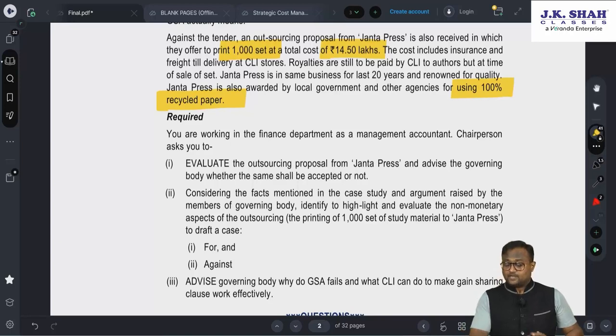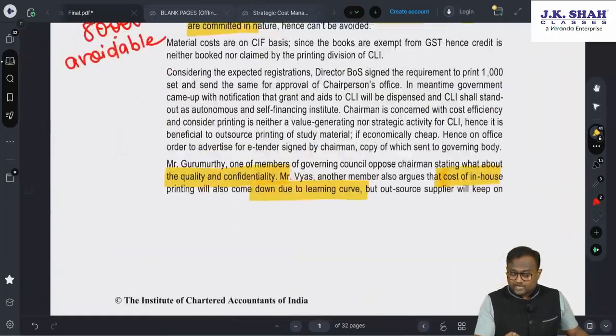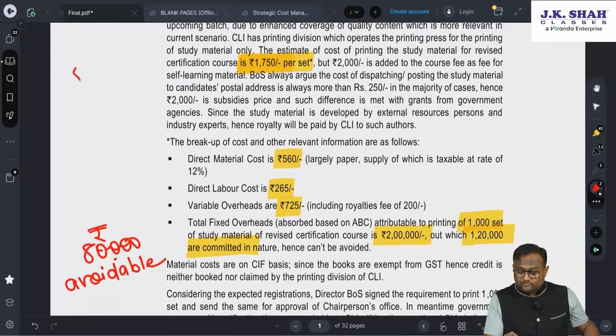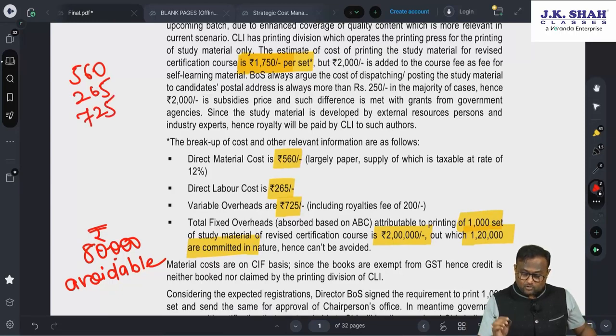You are working in the finance department as a management accountant and the chairperson wants you to evaluate the outsourcing proposal from Janta Press and advise the governing body whether it should be accepted or not. It's very simple. If I outsource, I will end up spending 14.5 lakhs. Let me find out how much I will incur if I don't outsource and produce it myself. My first cost will be 560, my next cost will be 265, and my third cost will be 525. This is bound to happen.